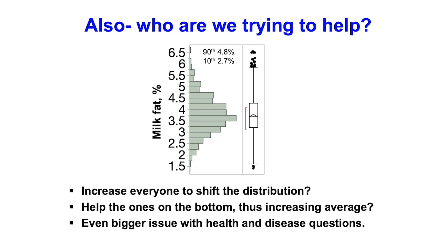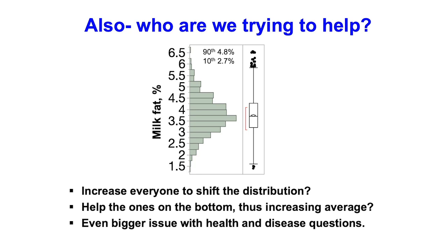These cows probably have trans 10. If we solve that, we can help the average. These cows up here probably don't have trans 10 problems, right? We need a different mechanism to shift the whole distribution versus parts of this distribution.